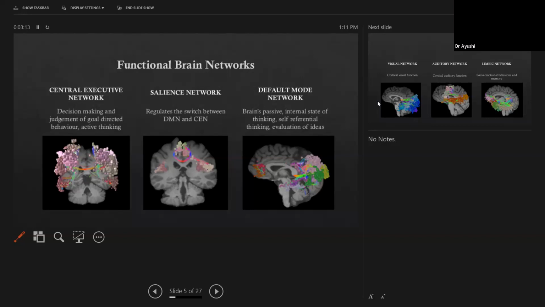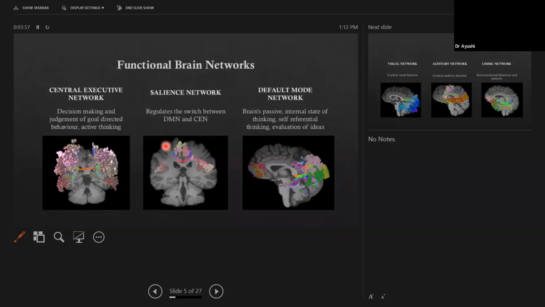We'll just go through them. First of all, the central executive network, the salience network, and the default mode network. The default mode network, which is the topic of discussion today, is activated when we're thinking passively, like when we're thinking about our past or about our future, in autobiographical memories, self-referential thinking, when we are daydreaming, for example. So this mode is activated during non-attentive, non-stimulus dependent thinking. Whenever we are doing non-focused thinking, the default mode network is activated.